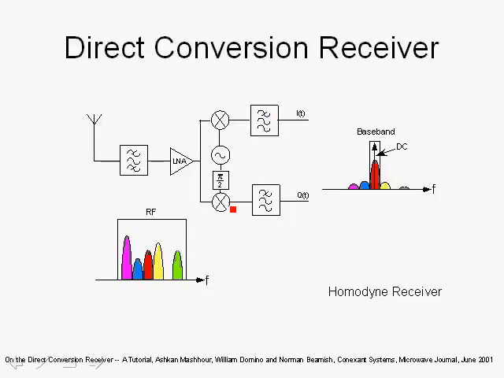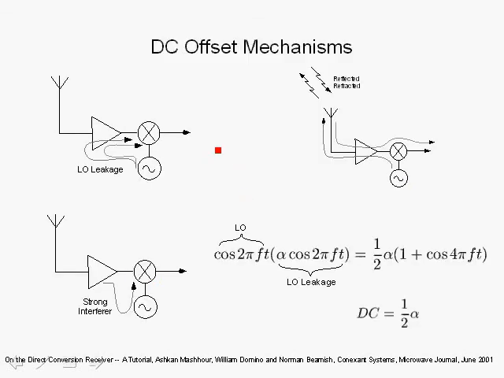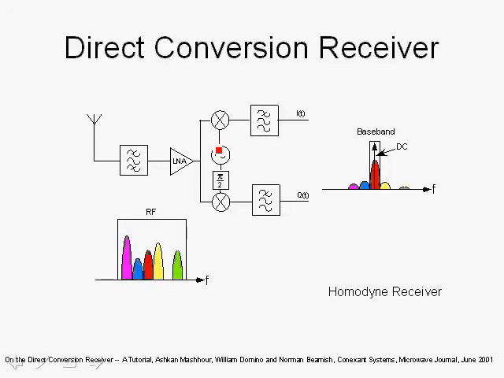Again, we show the architecture of a direct conversion receiver, of course simplified. And what we want to discuss are some of the issues related to direct conversion receivers, in particular DC offset. Here we show a number of mechanisms in which DC offset occurs with a direct conversion receiver. First, a few more points about some of the benefits of a direct conversion receiver, and then we'll discuss some of the DC offset issues.